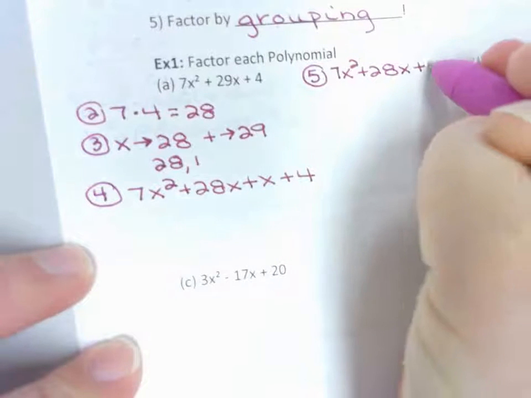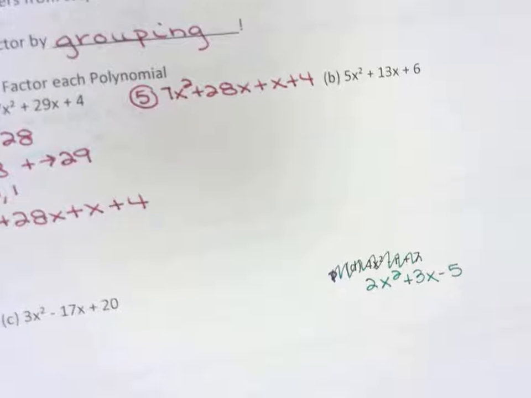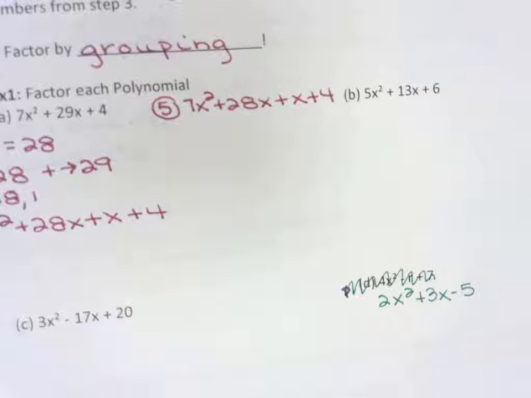Step 5, we factor by grouping, like we did on the warm-ups. Why, by looking at step 5, does factoring by grouping make sense? There are 4 terms. I broke the middle term up into 2, so I have 4 terms now, and I can factor by grouping.